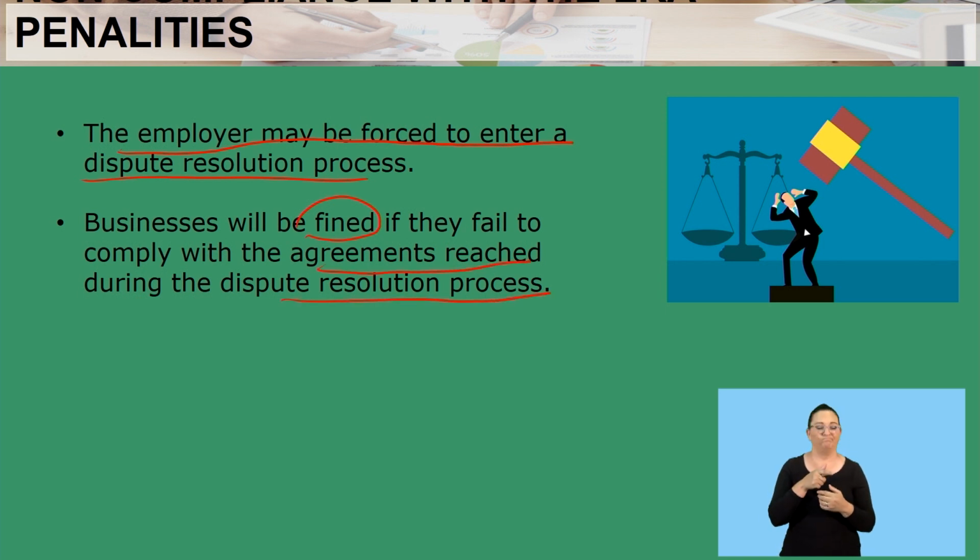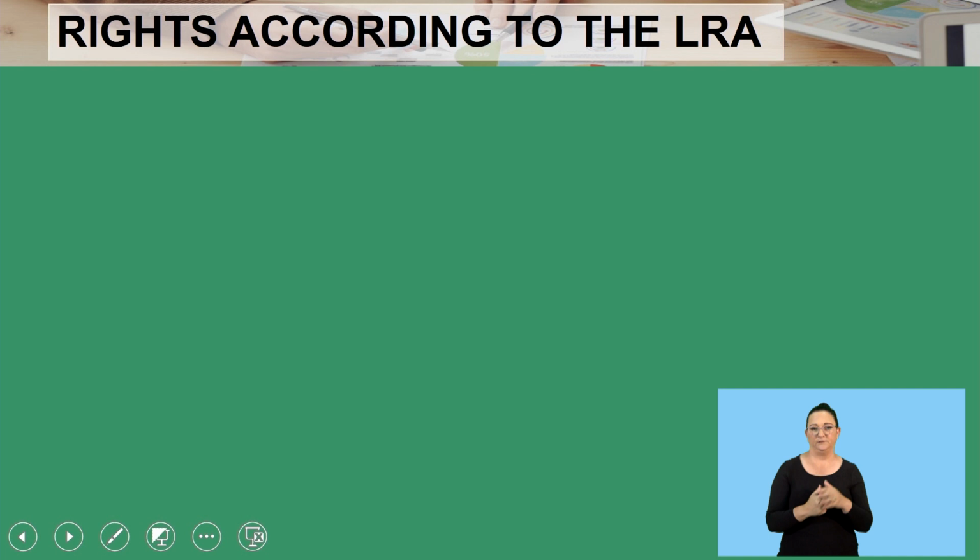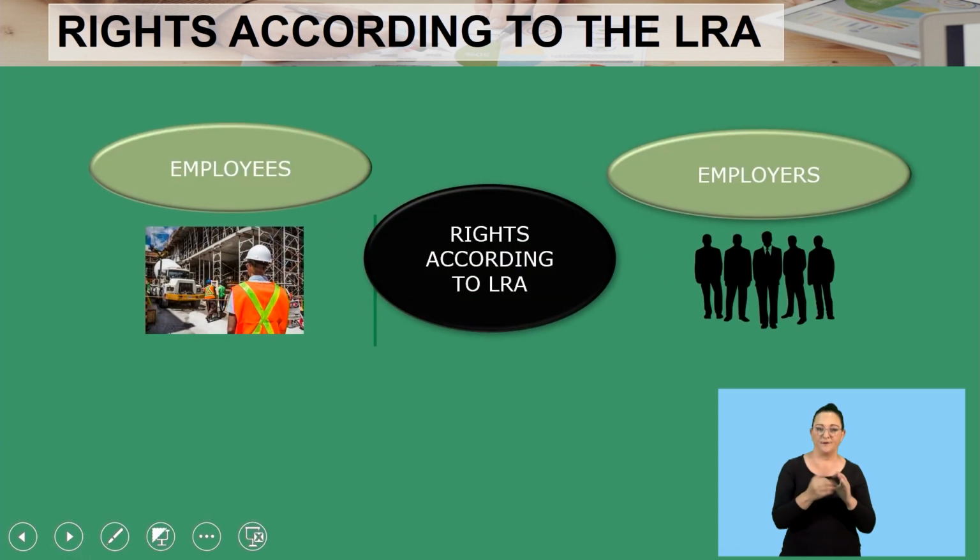So hence, they said we must not ignore any agreement that we made. If not, we'll be fined. Businesses will be fined. And sometimes fining can be in a form of what? Of money maybe. So we'll be fined money. So we need to ensure that we comply with the legislation. Right. And then now the last part of the Labor Relations Act, it's the rights according to the Labor Relations Act. And these rights are not only for the employees, but also the employer has got rights as well.